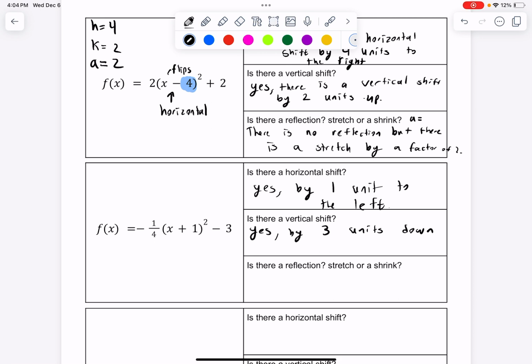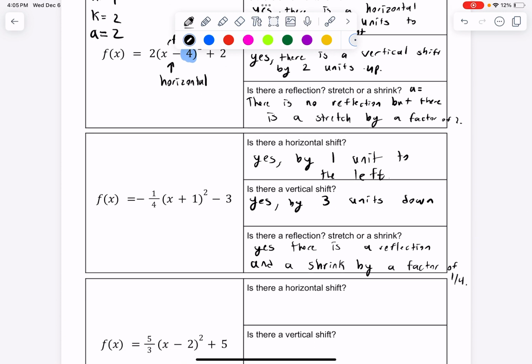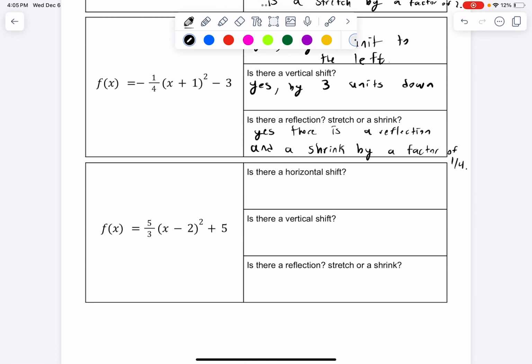And we see that there is a reflection and a shrink by a factor of 1/4. So those are the problems that we do have to go over. You have one problem to practice on your own.